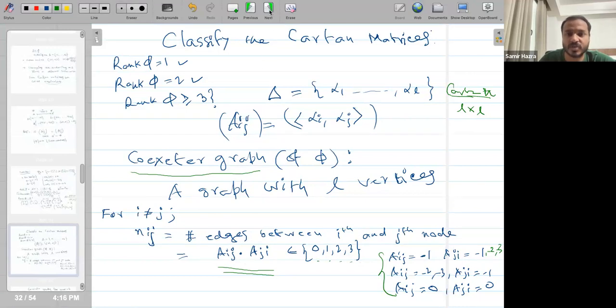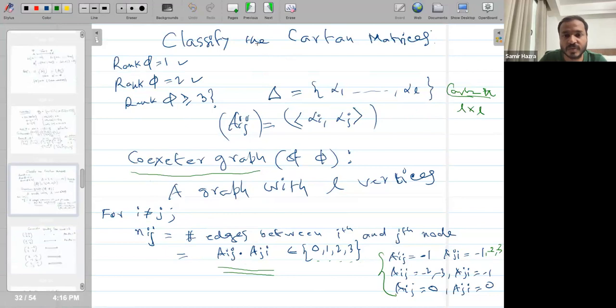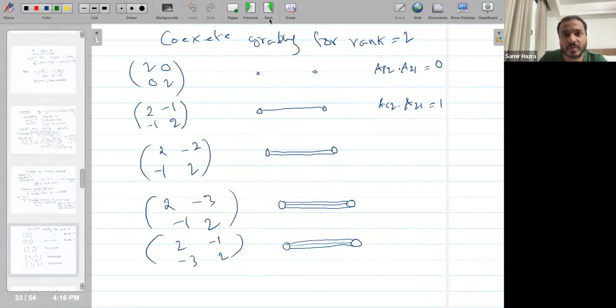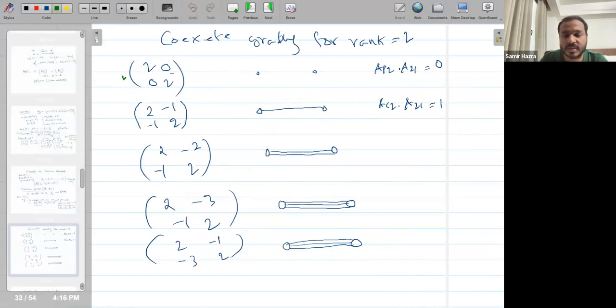Okay. So now let us try to draw some Dynkin diagrams. Sorry, Coxeter graph. We have not arrived at Dynkin diagram now. So Coxeter graph for rank 2. So rank 2 matrices are this up to equivalence. Okay. So suppose this is the Cartan matrix. Then we want to draw the Coxeter graph for this. So in the Coxeter graph, there are L vertices, where L is the number of simple roots. So L is the cardinality of the base. And in this case, the cardinality of the base must be 2. So there are 2 vertices.